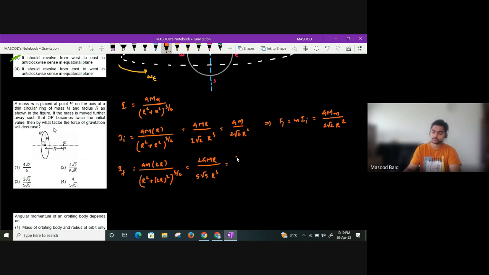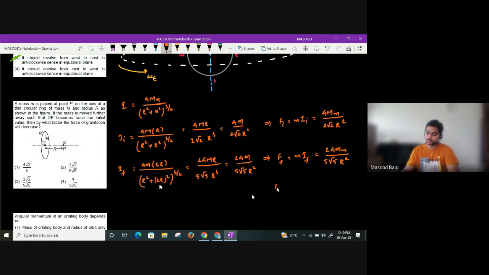So what is the final field? 2GM divided by 5 root 5 r square. This implies what will be the final force acting, beta? It will be mass into final field, which turns out to be 2G capital M small m divided by 5 root 5 r square. By what factor it is increasing, they are saying.